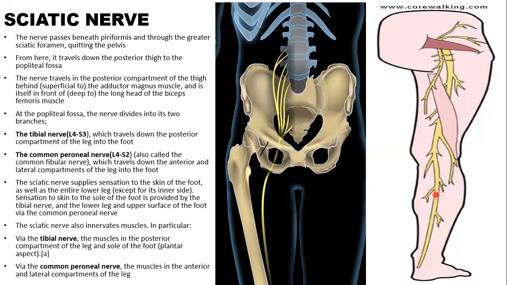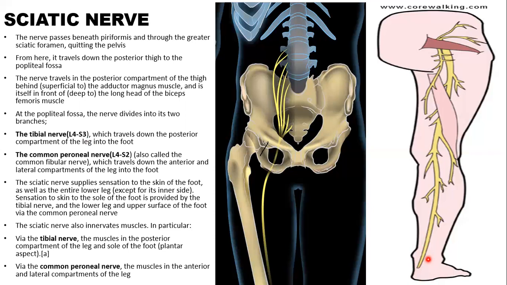So when it comes to the tibial nerve, it is from L4 to S3. This one goes to the posterior compartment, then into the foot. Then the common peroneal nerve, or the common fibular nerve, travels down the anterior and lateral compartment of the leg, then into the foot. Basically, the common peroneal nerve supplies the lateral compartment and the anterior compartment of the leg. We'll look at the muscles when we do the leg, while the tibial nerve will supply the posterior compartment as well as the foot.